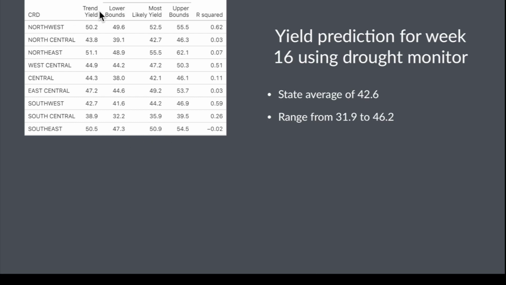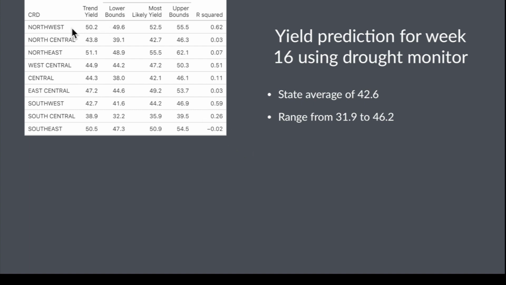So again, this trend yield line is looking at the past 22 years. It goes back basically as far as I have drought monitor data, which goes back to about the year 2000. And then looking at the trend line yield, there's a little bit of positive trend line increase over time. You can see what the trend line yield, which would be a normal year, would be in these different crop reporting districts right here. And then I also get a lower bound, the most likely in this column, and then the upper bound right here, and then how accurate my model is predicting.